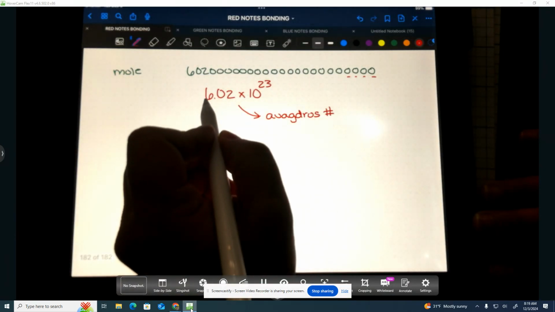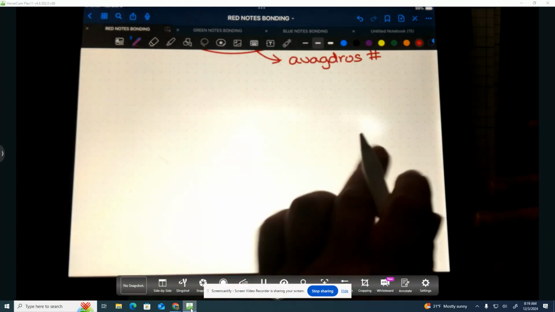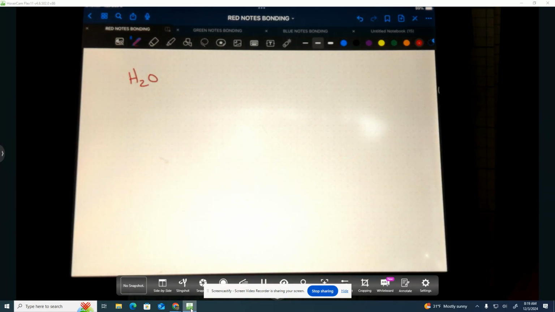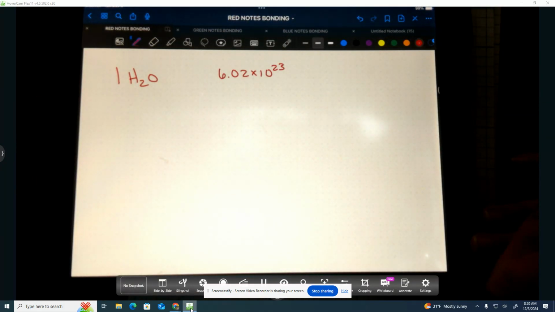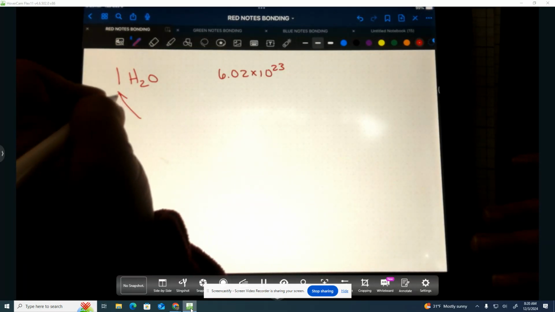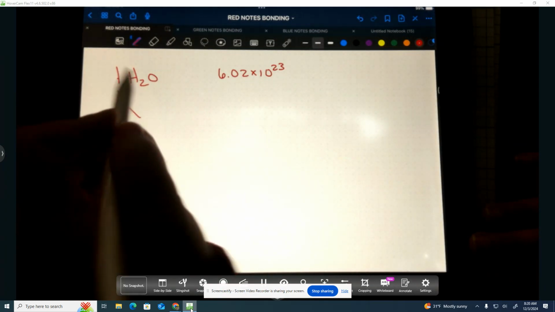So, Avogadro's number is just an amount of something. So let's get back to the coefficients and the subscripts. If I have one H2O, how many atoms do I have? A mole. One group of H2Os, so I actually have 6.02 times 10 to the 23rd H2Os. That's a lot. So if I write 1 here, that 1 stands for a group of H2Os.